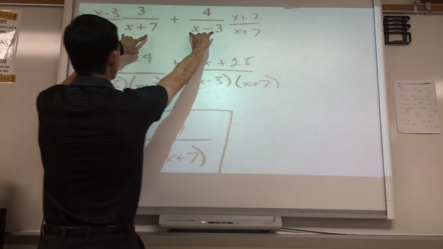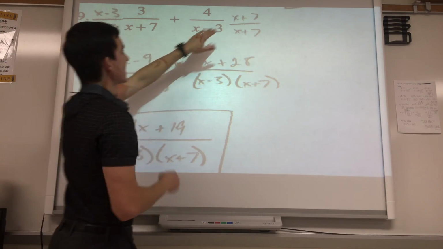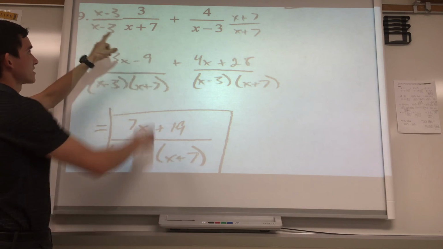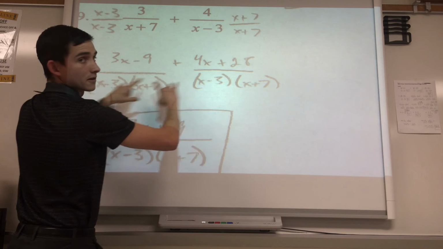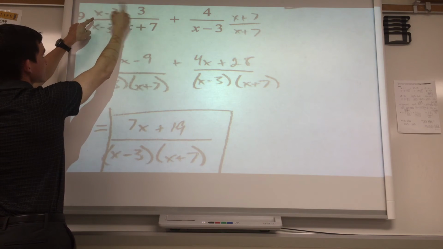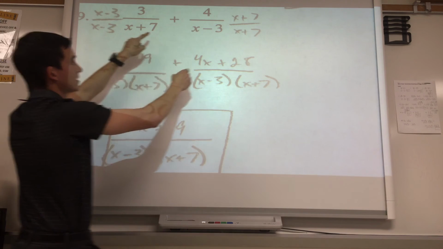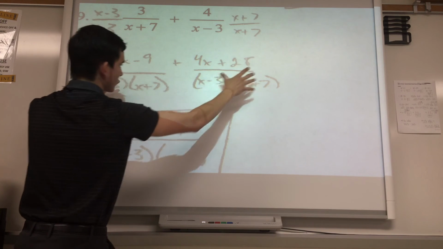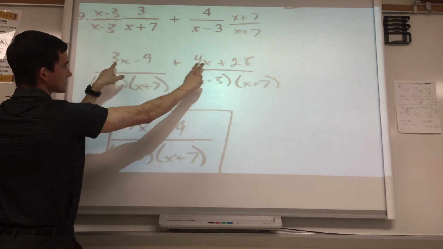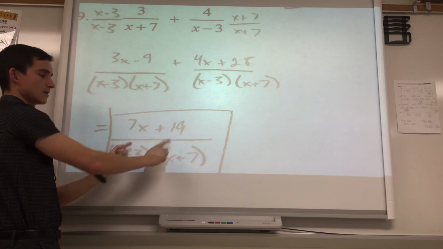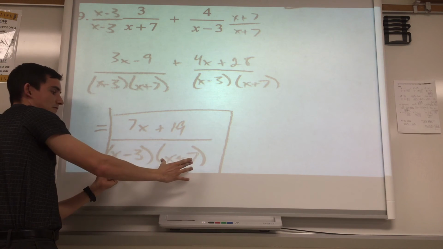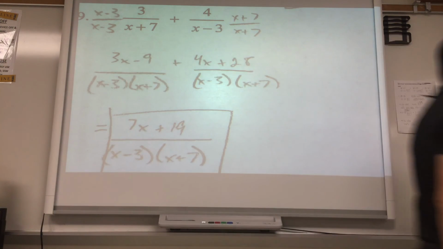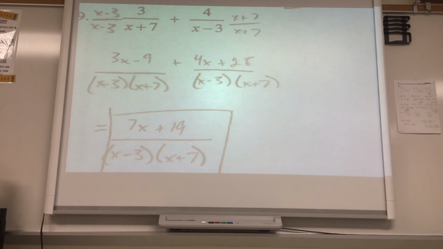Notice there wasn't anything that I could factor, so I multiply by x plus 7 over x plus 7, x minus 3 over x minus 3, right? My new common denominator is going to be x minus 3, x plus 7, right? I have 3 times x, which is 3x, 3 times negative 3, negative 9. 4 times x, 4x, 4 times 7, 28, right? Okay, we have a common denominator, so I'm just combining like terms. So I have 7x, and I have plus 19 over that, right? So I have a vertical asymptote at x equals 3 and x equals negative 7. That is true.